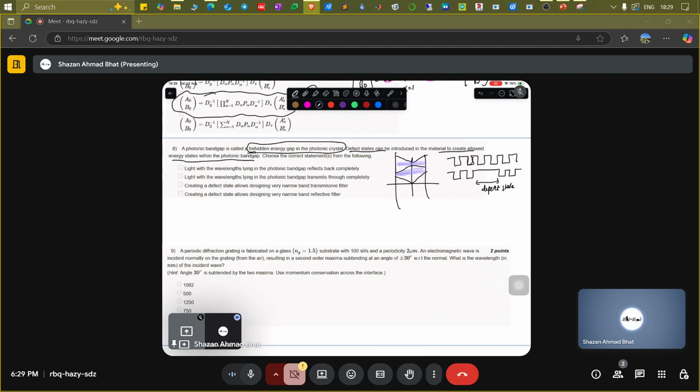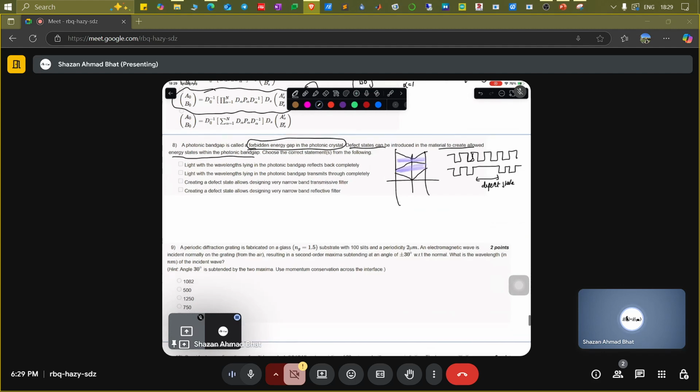So we have to choose the following statement. Light with wavelengths lying in the photonic band gap reflects. Yeah, that is exactly correct. So if you have some light incoming, let's say for example, this is the photonic band gap from A to B. If the wavelength is in this range from A to B, then that particular wavelength is going to get reflected. That's what I talked about. Basically this will give you frequency, so you can convert the frequency to wavelength. So that particular wavelength will not be accepted by the crystal. And that is what the first answer says.